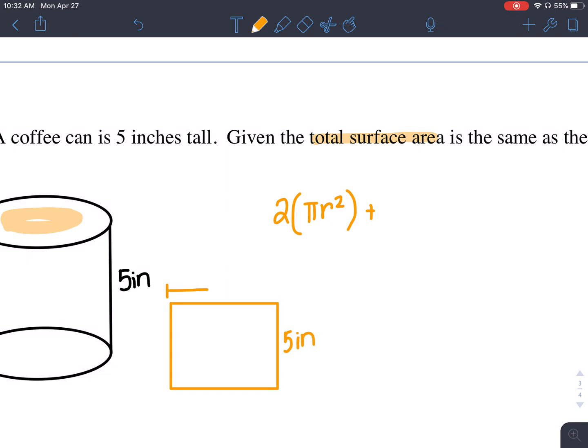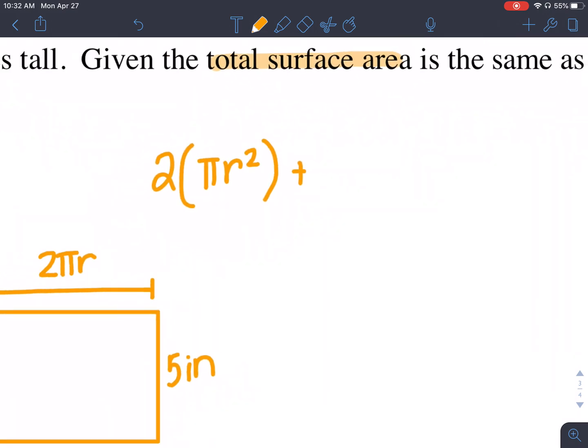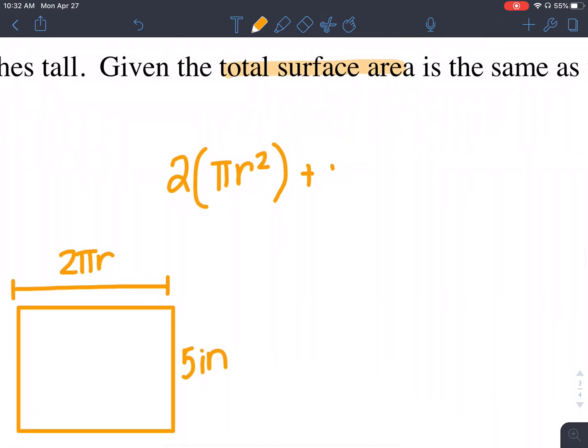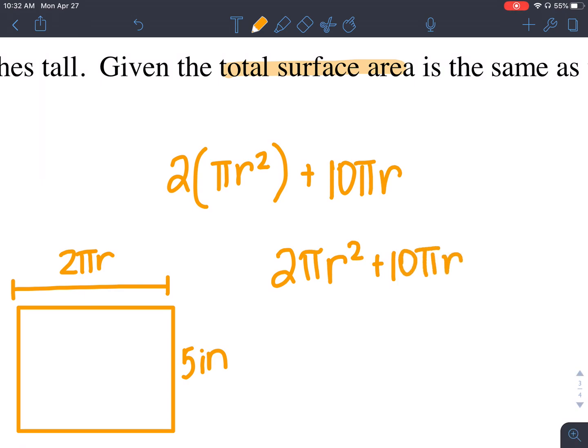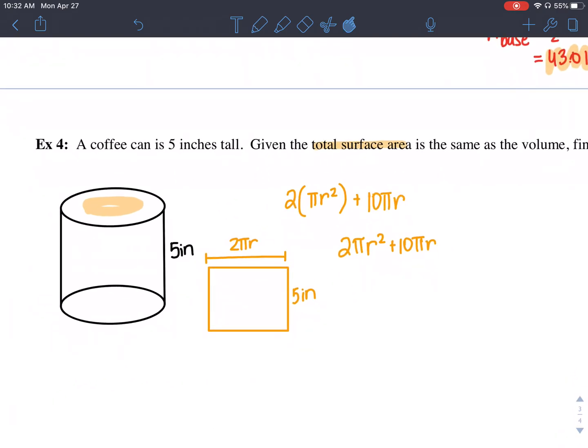And then the width of it, or the base, is going to be the circumference of my circle. So circumference of a circle is 2 pi r since I don't know the radius. So if I multiply those together, I'm going to get 10 pi r. And then just for simplicity, since I know I have two circles, I'm just going to write 2 pi r squared plus 10 pi r. Okay, so that's my total surface area.